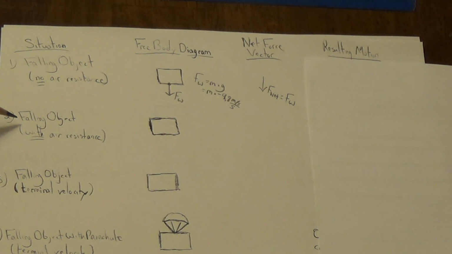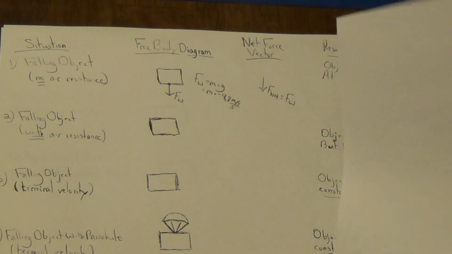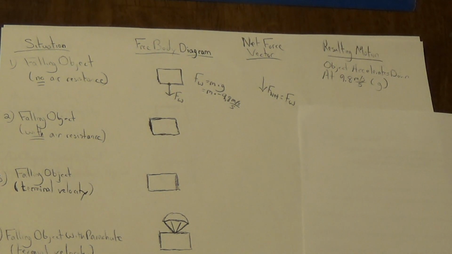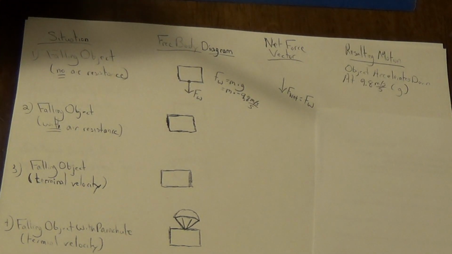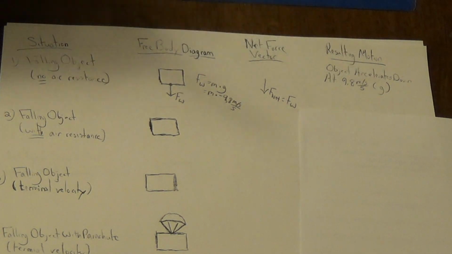Second situation right here, you've got an object that's falling. Oh, actually we forgot, what's the resulting motion? The resulting motion is that the object accelerates down at 9.8 meters per second faster every second, which we can abbreviate the acceleration of gravity as g.